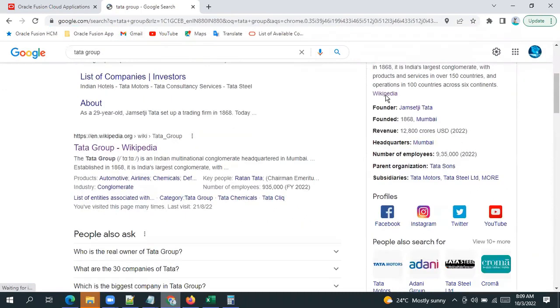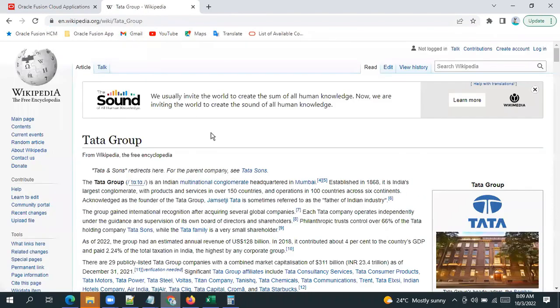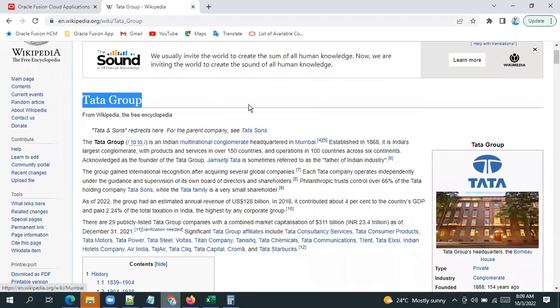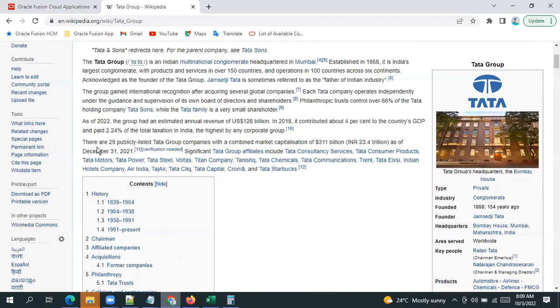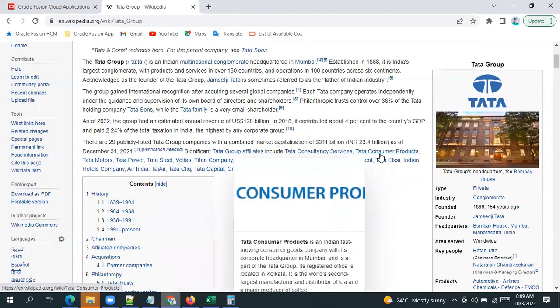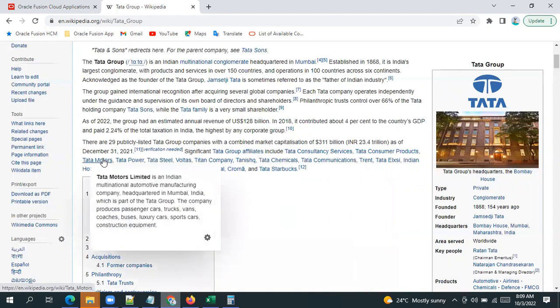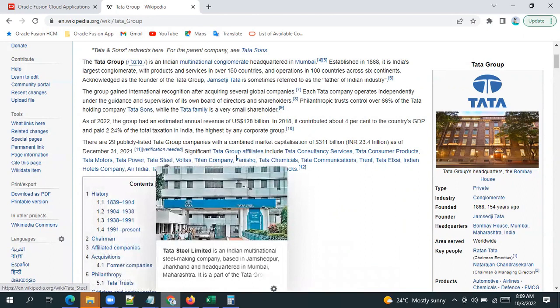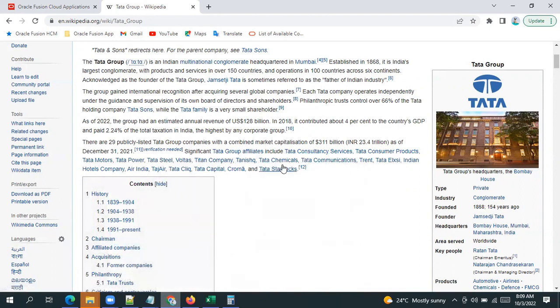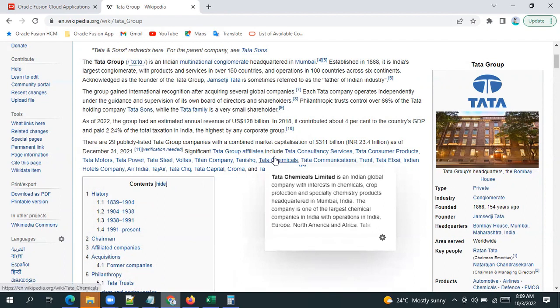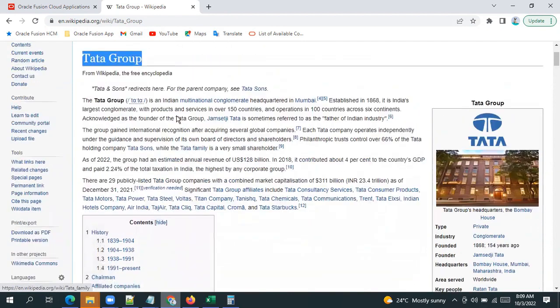So let me go to the Wikipedia of the Tata group, let's say. So what is this, team? Tata group. There is something at the top, right, team? Under this Tata group, this mother holding group, or this Tata group family, Tata is having multiple companies, team, across the globe. They have something like TCS, Tata Consumer Products, Tata Motors, Tata Power, Tata Steel, Tata Chemicals, or Tata Communications. These all are the actual operating companies of the Tata group, team.